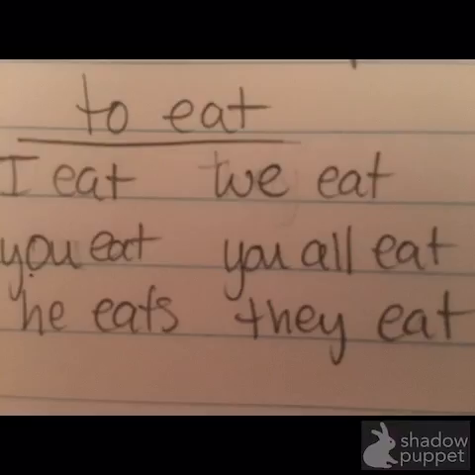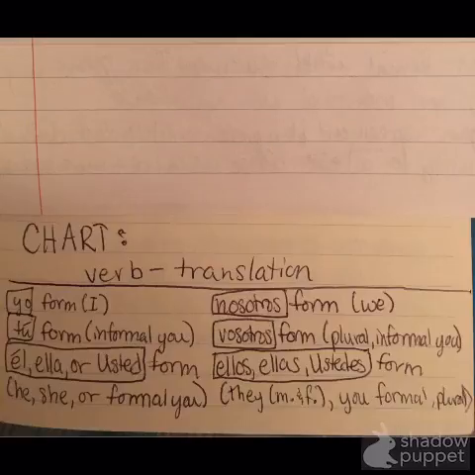So, as you can see, in English, the verb eat remains the same in every form except for the third person singular, where there's an S on the end. But in Spanish, it's often much different, as I said before. Here is a typical Spanish conjugation chart.